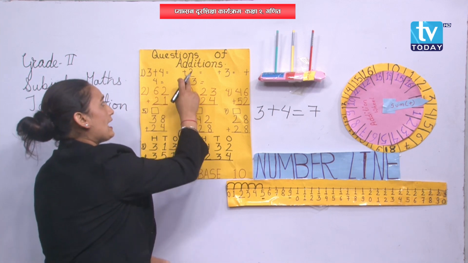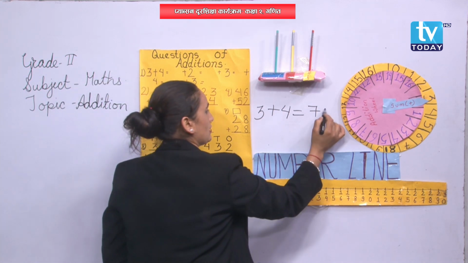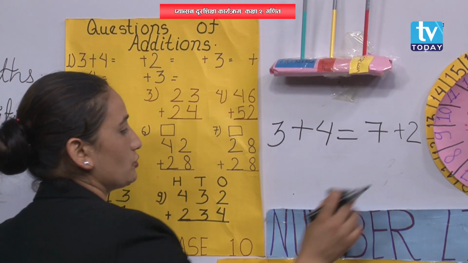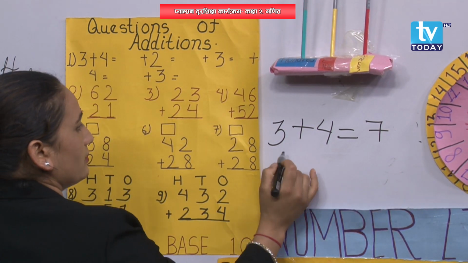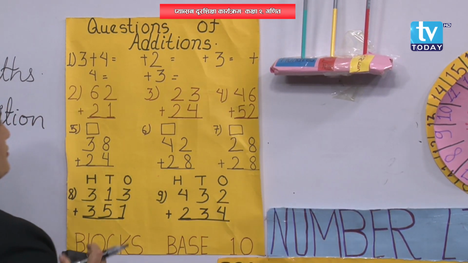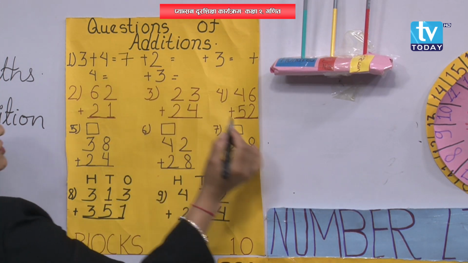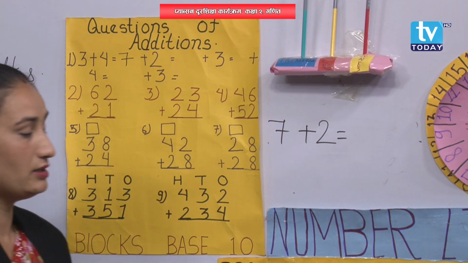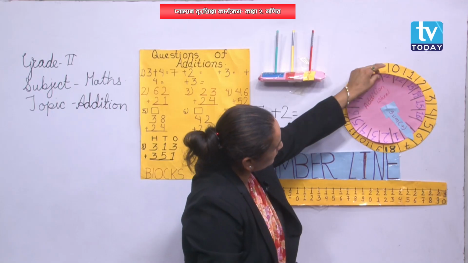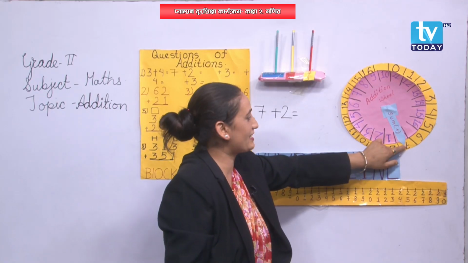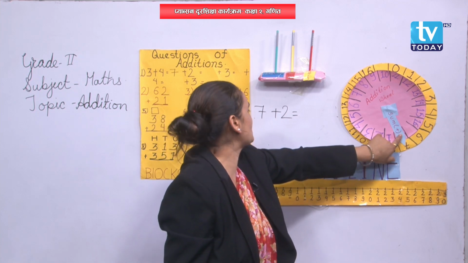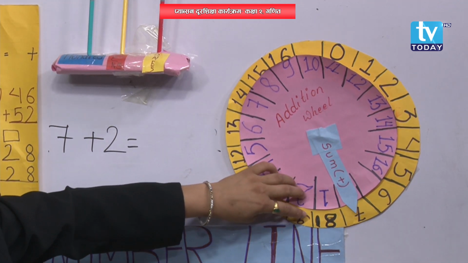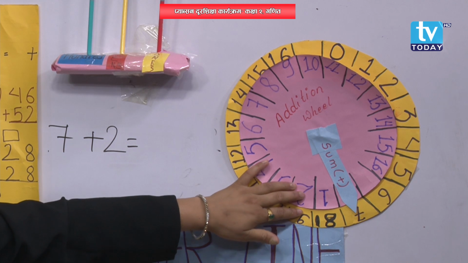Okay. Again, I need to add 7 plus 2. What will be the answer? Now see, this 7 I am going to write over here. 7 plus 2. Can you say me? Once again let's do. 7, where are you? 7, I am here. See, 7 says I am here. 7 plus 2. What is the answer? It says 9.